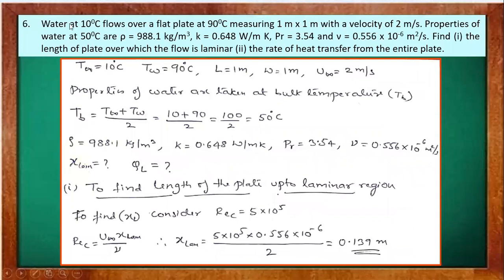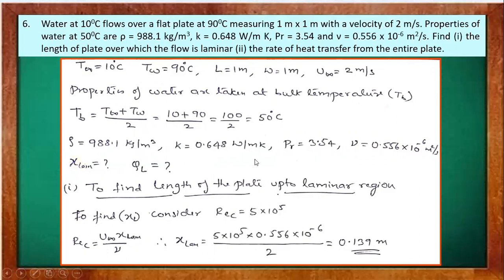Go to the next problem. Water at 10 degrees centigrade flows over a flat plate at 90 degrees. So T infinity is 10 degrees and wall temperature is 90 degrees. And here we need to note it is water. Length and width are 1 meter by 1 meter, velocity 2 meters per second. So properties of the water at bulk temperature: 10 plus 90 by 2, 100 by 2, 50 degrees centigrade. Please make sure you are using the property table of water, not the air here.